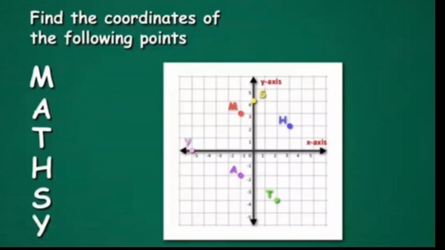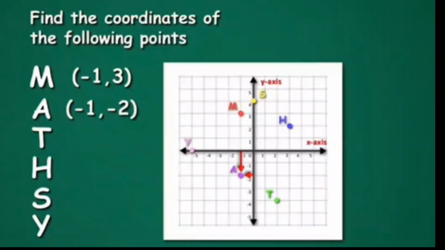Let's try some examples. Find the coordinates of the following points. For point M, the x-coordinate is -1 and the y-coordinate is +3. Next, point A has coordinates (-1, -2). Next is point T. If you notice, the point is 2 units to the right of the origin and 4 units downward, so the coordinate of point T is (+2, -4).